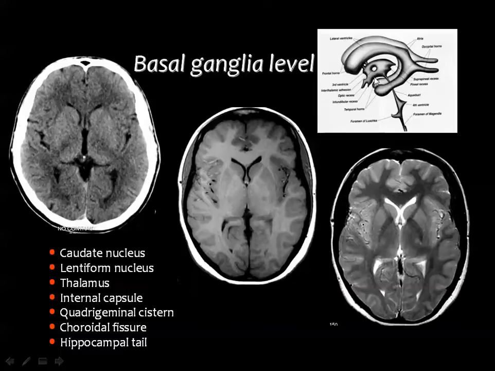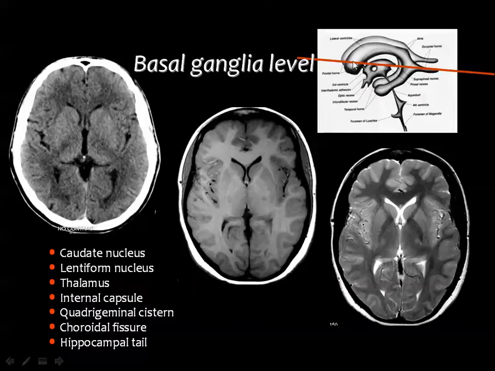Then whenever you are going up, we have finished with the fourth ventricle, and now we are approaching the region of the third ventricle. Then we are cutting here. These are the ventricular system: fourth ventricle, third ventricle, and two lateral ventricles. If you are cutting at this level, it is known as the basal ganglia level.